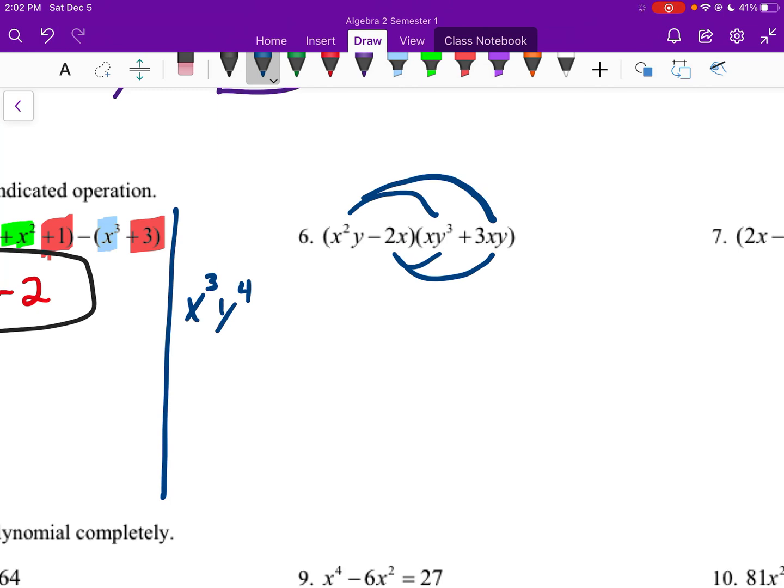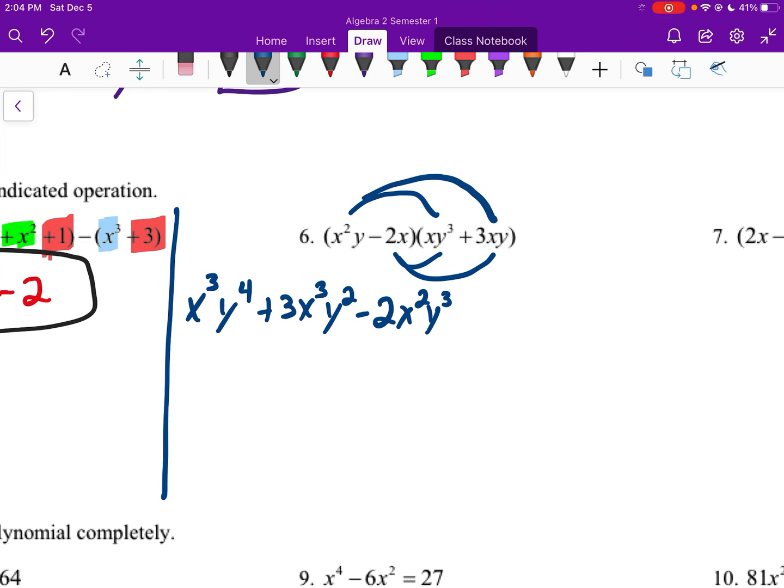Okay, so distributing it to that second term then, we've got 3x squared y times x, which will give me 3 x's, so x cubed. y times y will give me y squared. Okay, so now distributing that negative 2x through. Negative 2x times x squared, and then there's no other y, so just the y cubed.